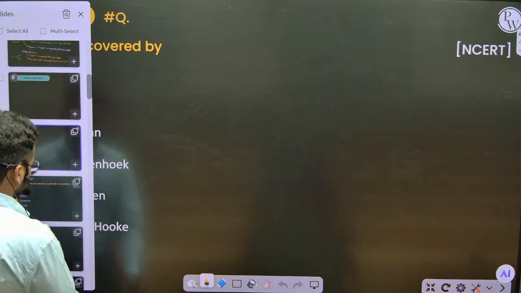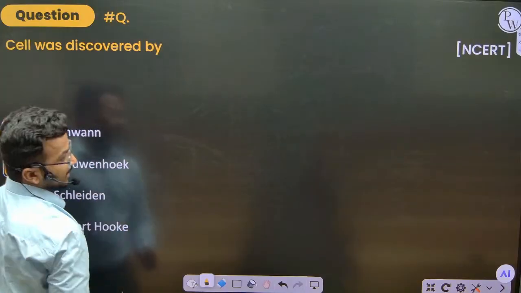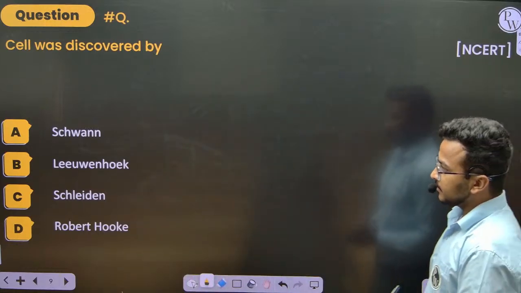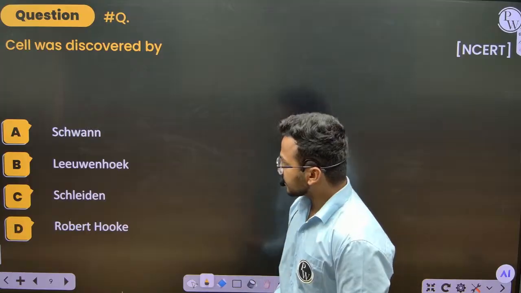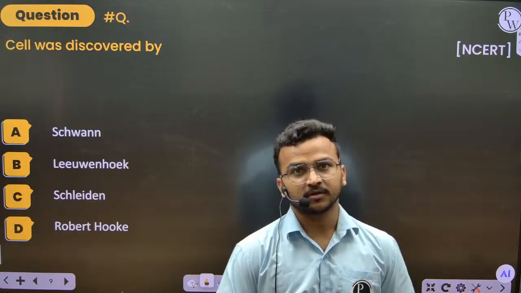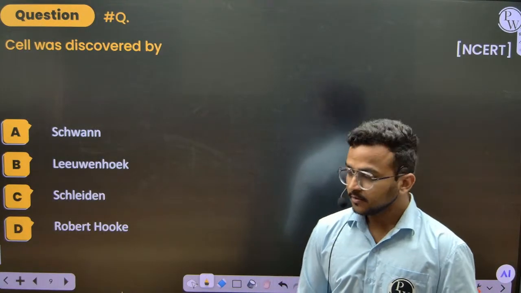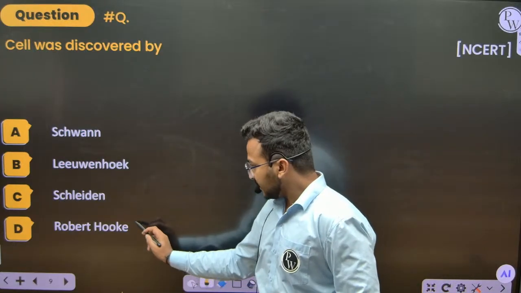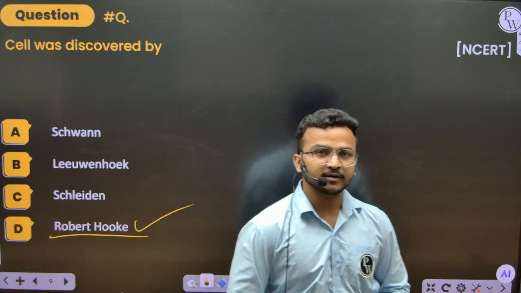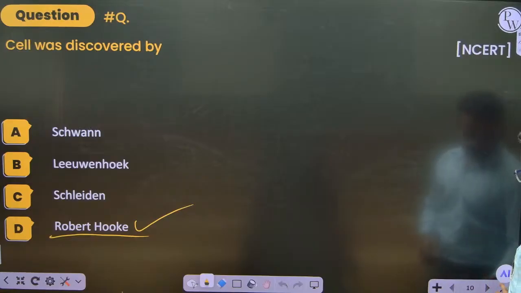Here, the first question: cell was discovered by. There are 4 options: Schwann, Leeuwenhoek, Schleiden, and Robert Hooke. What will be the answer? Out of the 4, option B, that is Robert Hooke. Robert Hooke is the one who discovered the cell for the first time. Next, we will see the next question.